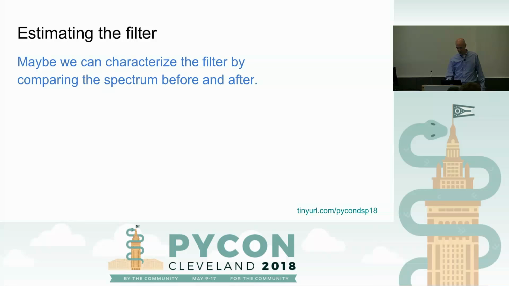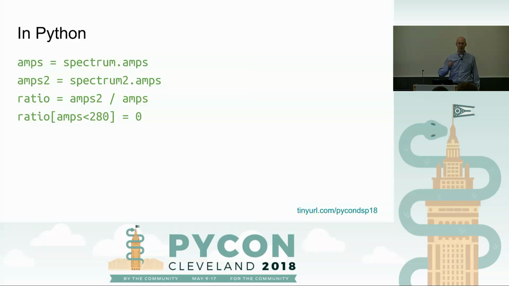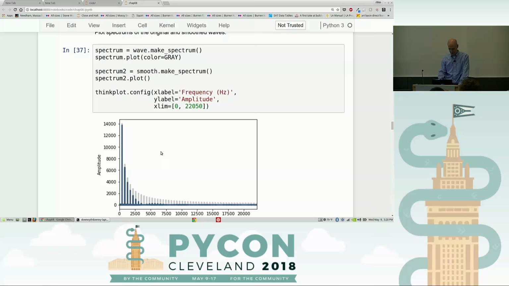In code, it looks like this. I'm going to take the output, which is amplitudes 2, and divide it by the input, which is amps. Then I have to do a little tweak: in the places where I don't have very much energy, this division is going to be really noisy because the denominator is small. So I'm going to avoid that. I'm going to take all the places where the amplitude is low and just clobber that stuff. And what I get is in the frequency domain part of the notebook, which is this.